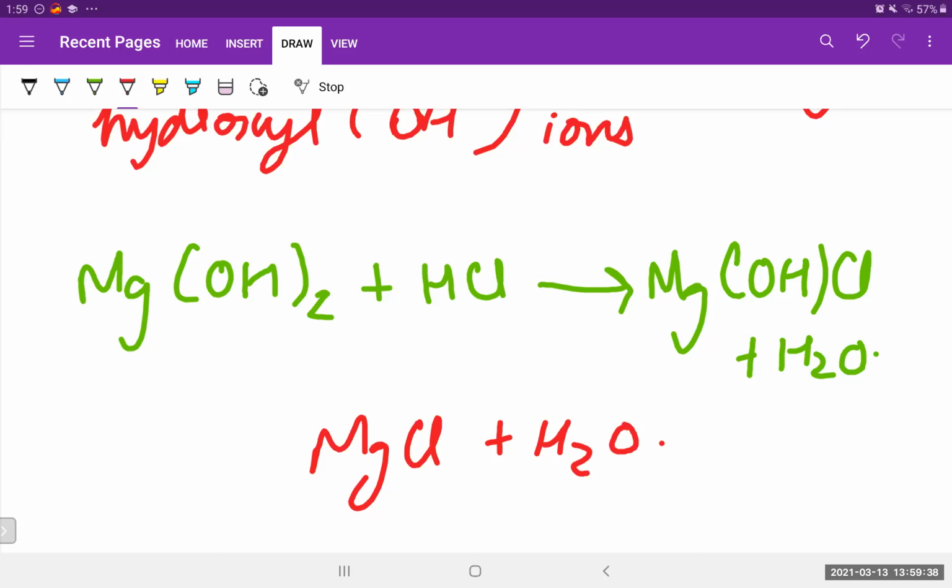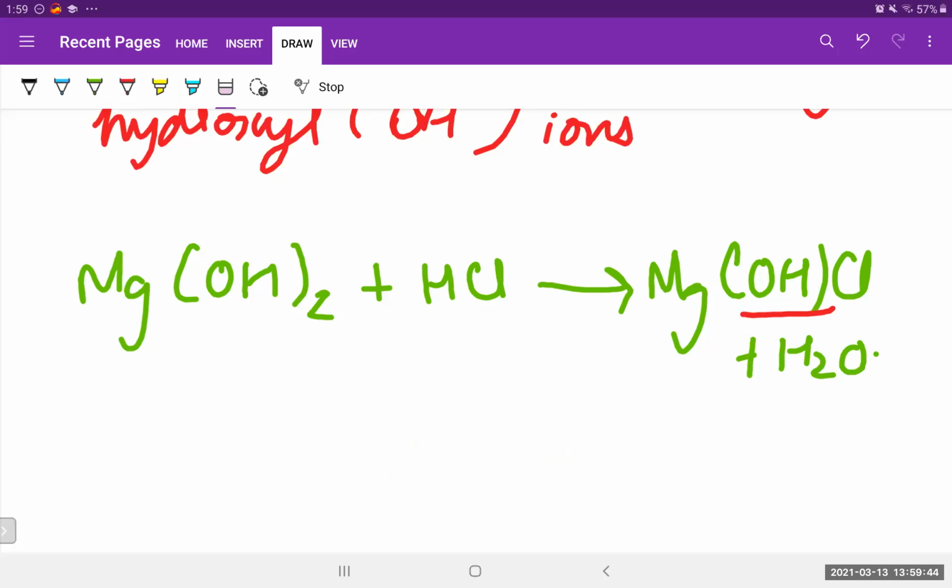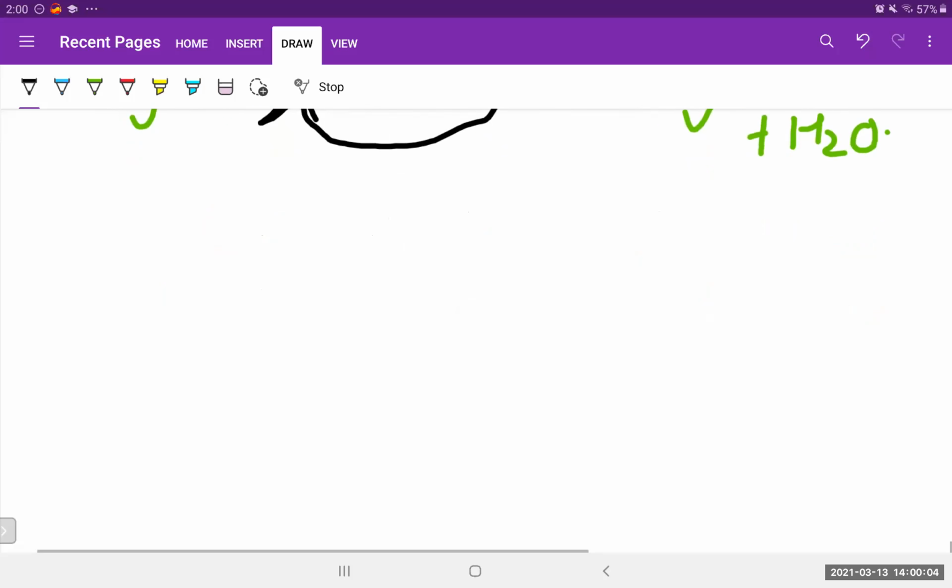But here what we are getting is MgOHCl, isn't it? It's not fully ionized. Understood? So this chlorine is not successful in removing the whole hydroxide from here. It has only removed one hydroxide. Okay, let's see one more example.